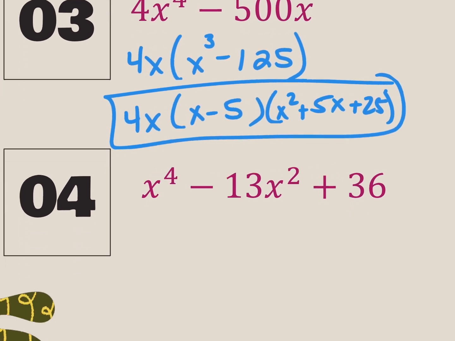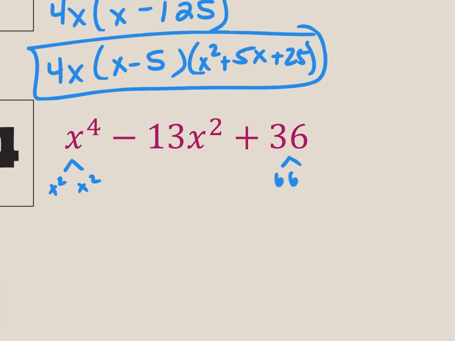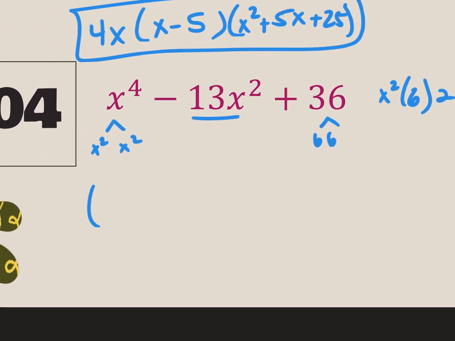Lots and lots of factoring. Look at the next one. It's a trinomial. Is there a GCF? No. Let's check to see if this is a perfect square trinomial. What times what gives me x to the fourth? X squared, x squared. What times what gives me a positive 36? 6 and 6. Okay, so let's check. How do we know if this is a perfect square trinomial? You take x squared times 6 times 2. That's 12x squared. Is this 12x squared? No. So then you're like, oh, wait a second. It's not a perfect square trinomial. So let's try something else.